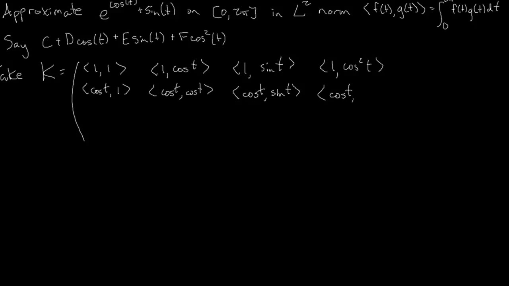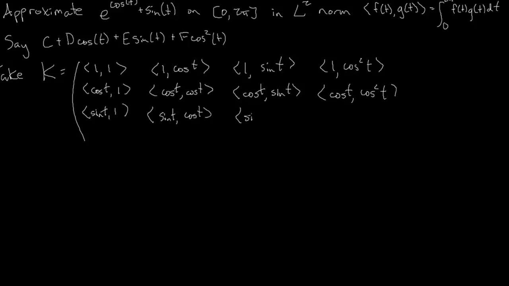So on the first row, I'll take the dot product of 1 with every member of the basis, and then in the second row, the dot product of cosine with every member of the basis, and then sine in the third row with every member of the basis. And finally, in the fourth row, I'll have a dot product of cosine squared with everything in the basis.